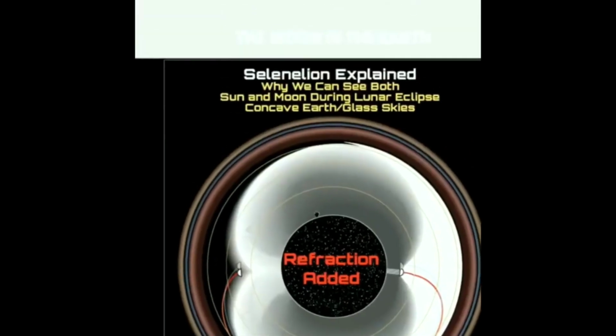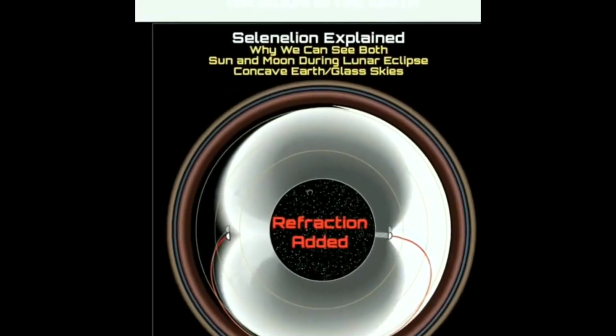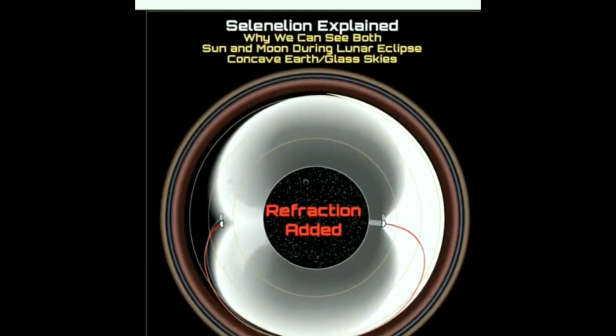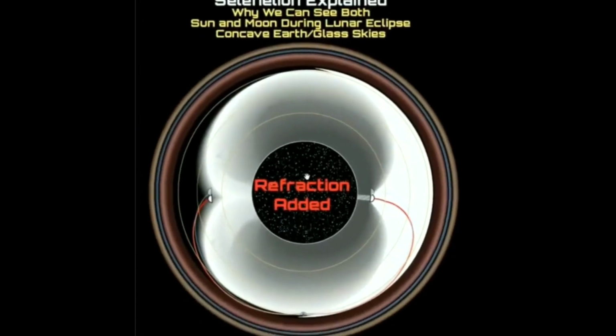So it's solved. This is unprecedented. You've never heard the reason why the selenelion happens. It's all happening because light is bending within the concave Earth, and there are glass skies. Who can make straight that which God has made bent?